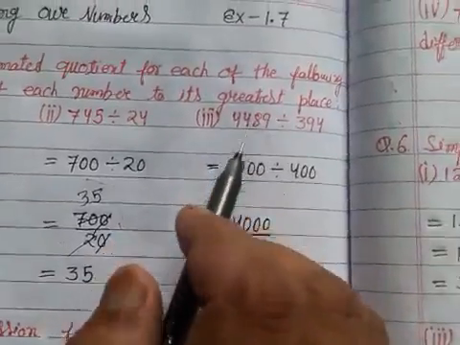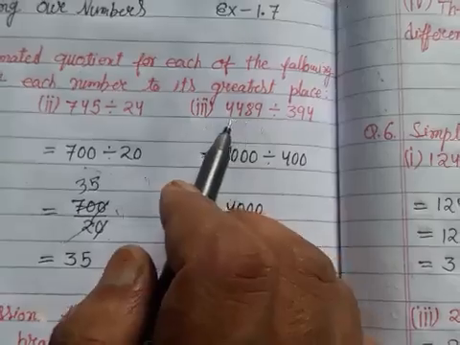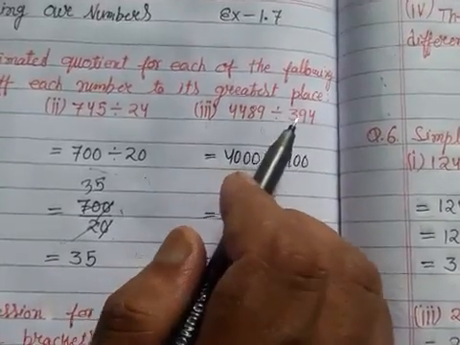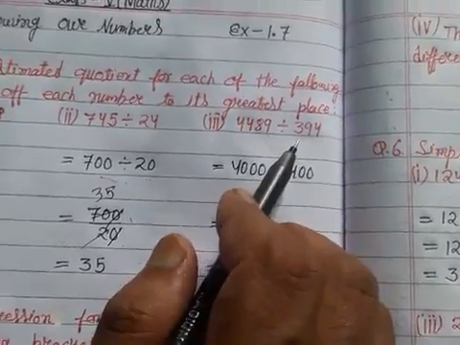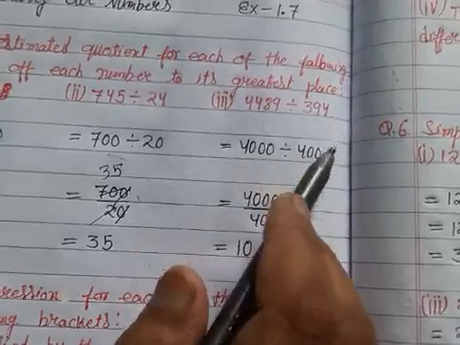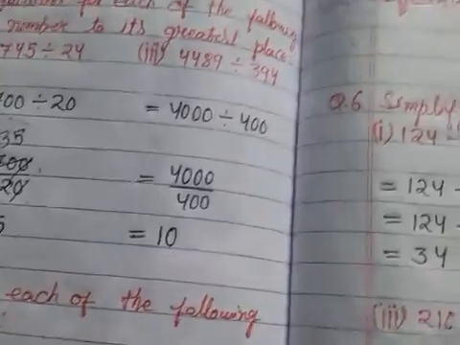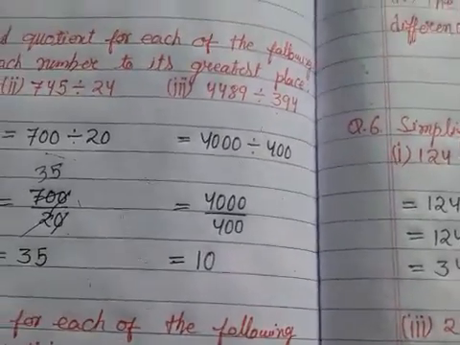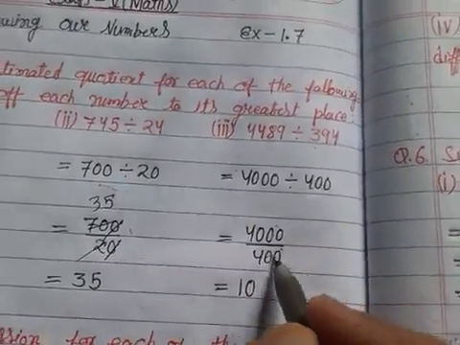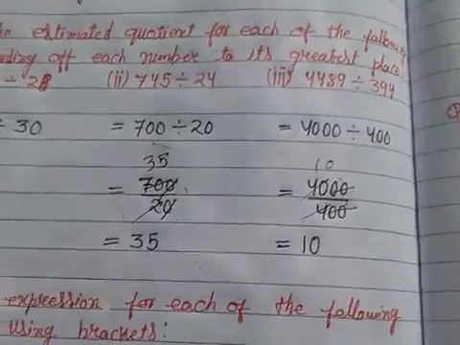Now what is the round off of 4489? It is 4000. And what is the round off of 394? It is 400, because it is near to 400, and 4489 is near to 4000 at the greatest place. So here 4000 divided by 400, cancel 2 zeros, and 40 divided by 4 is 10. The result is 10.